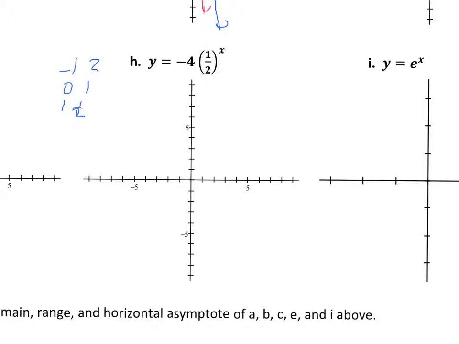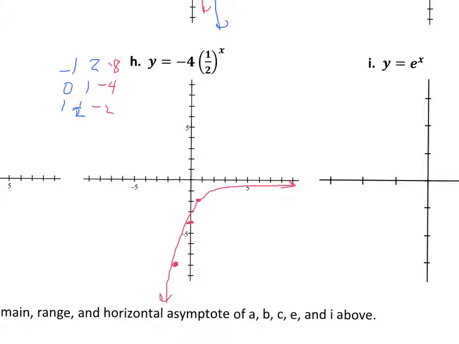So 2 times negative 4 is? Negative 8. 1 times negative 4? Negative 4. 1/2 times negative 4? Negative 2. And there are your points. So I'm at negative 1 and negative 8. I'm at 0 and negative 4. And I'm at 1 and negative 2. And I didn't shift it at all. So where's my asymptote? At Y equals 0. Okay?